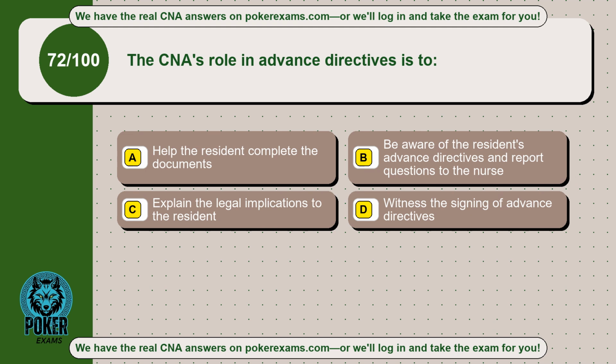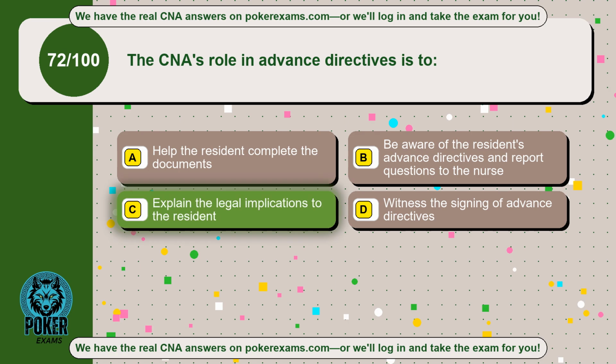Question 72. The CNA's role in advance directives is to: Option A, help the resident complete the documents. Option B, be aware of the resident's advance directives and report questions to the nurse. Option C, explain the legal implications to the resident. Option D, witness the signing of advance directives.